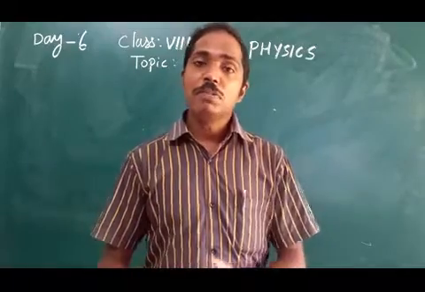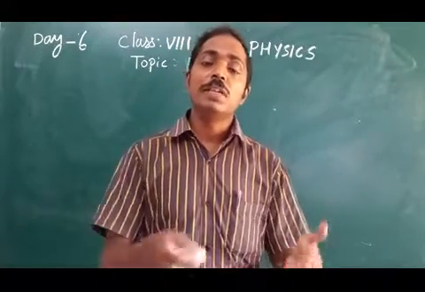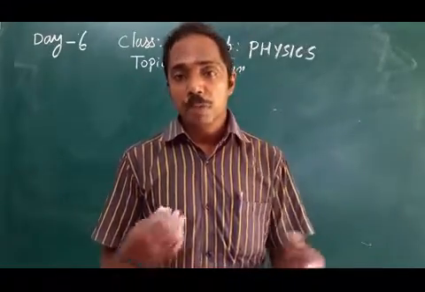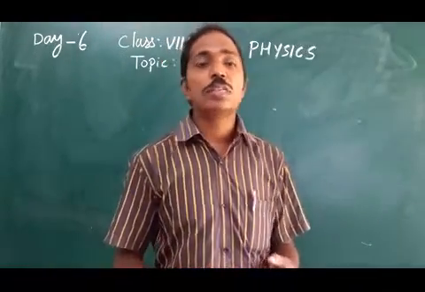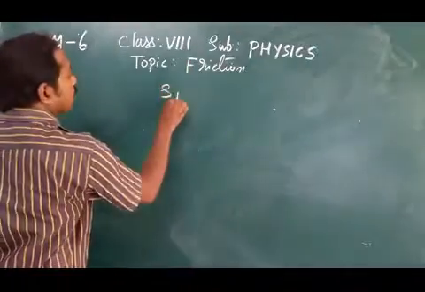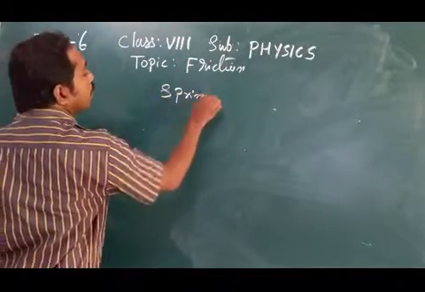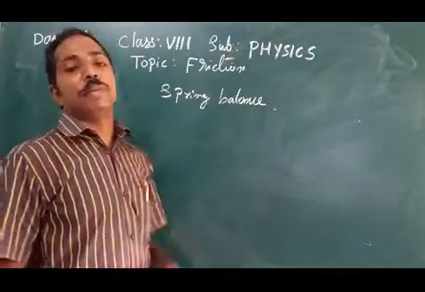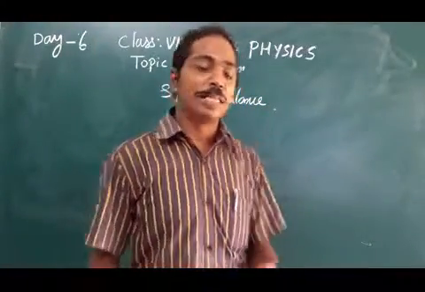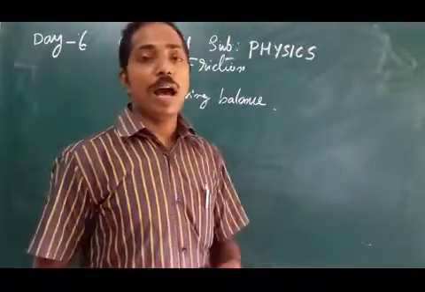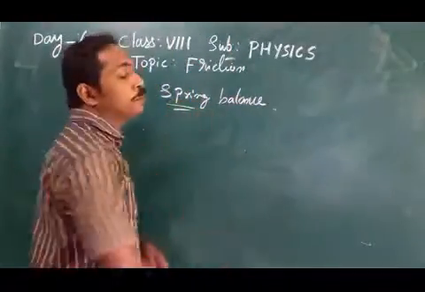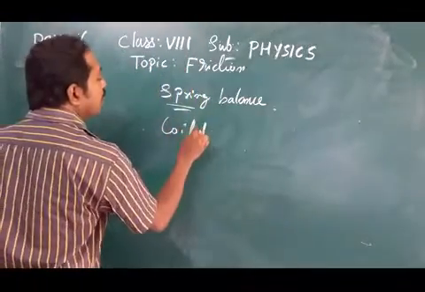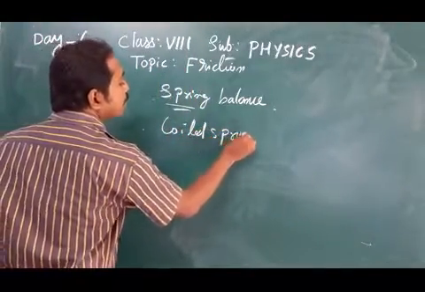So, to measure weight, what device are we using? The same device we can use to measure force. To measure force or weight we use a spring balance. Different types of balances are there: physical balance, chemical balance, spring balance. As the name indicates, there is a coiled spring you can see.